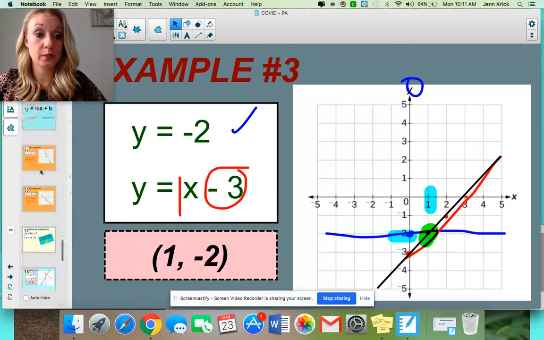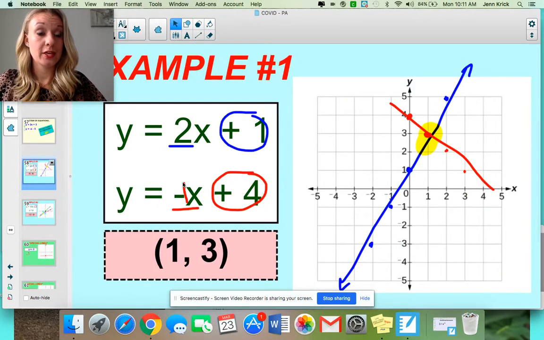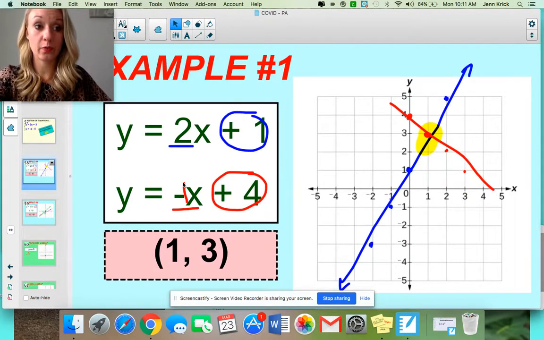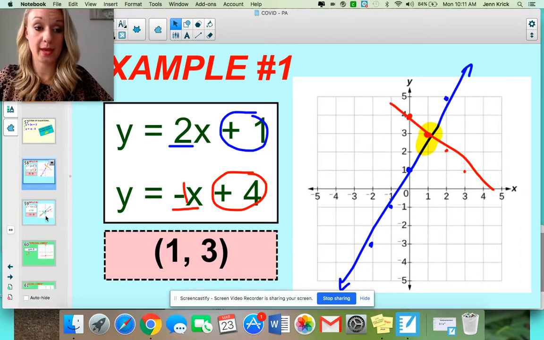All right, guys, so when you are given a system of equations and they're in slope-intercept form, okay, so they look something like this, you are going to graph to solve what that system of equations would give you for a solution, and you're going to write your answers as coordinate pairs.